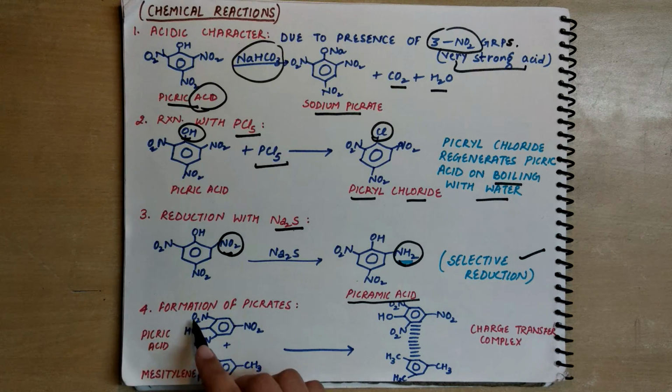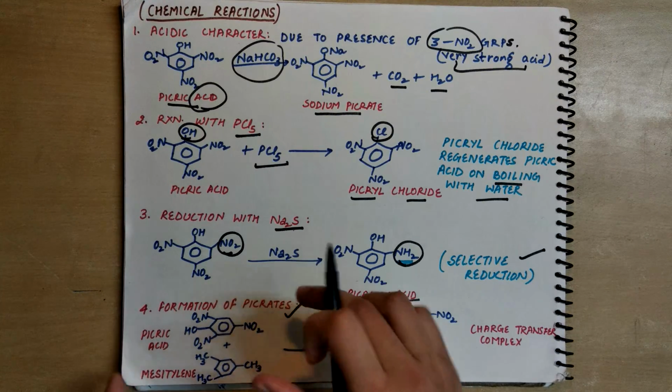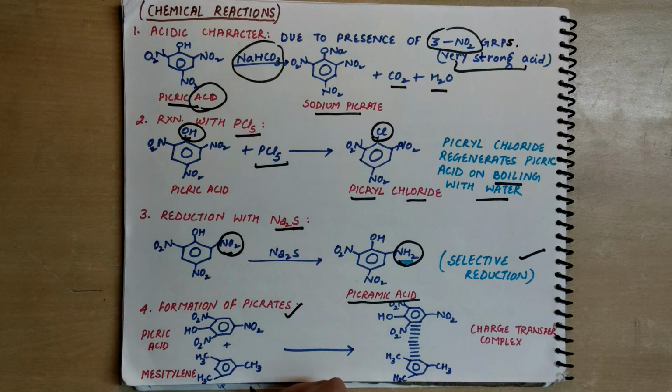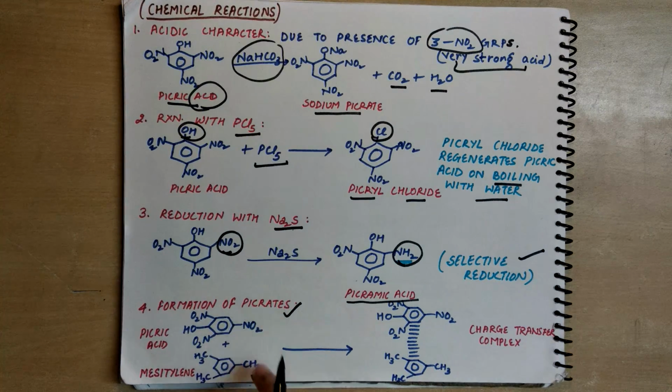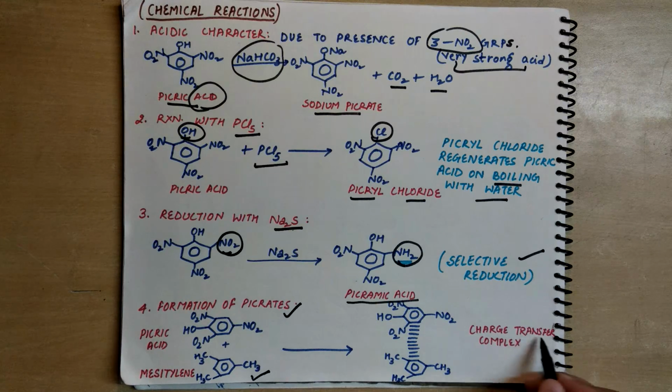The last reaction is the formation of picrates. This is picric acid. We've just drawn it in a different way. This is mesitylene. When these both react with each other, we get a charge transfer complex.